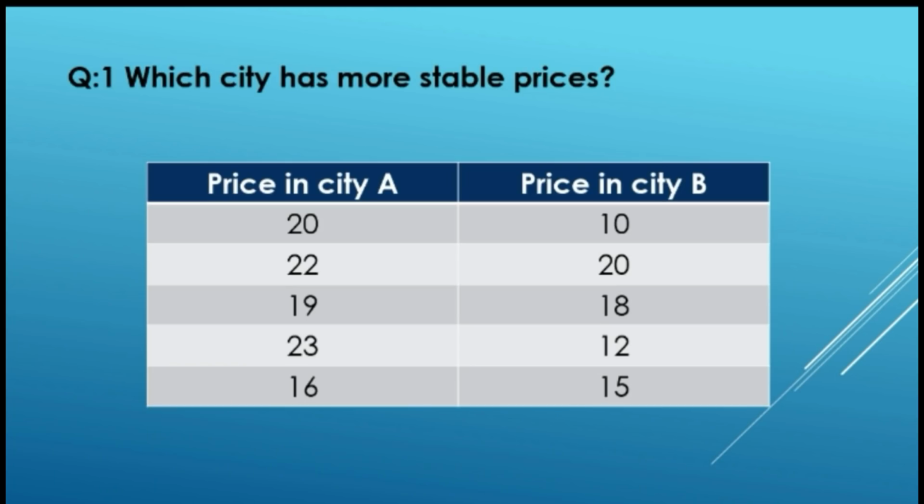Okay. Which city has more stable prices? Price in city A, price in city B. For this, first we find out the coefficient of variation for city A. Then we are going to find out the coefficient of variation for city B. Okay, now move towards the solution.